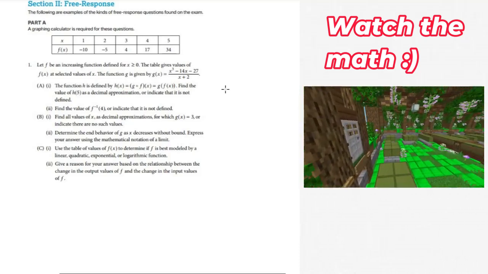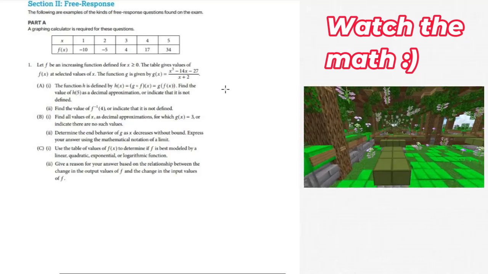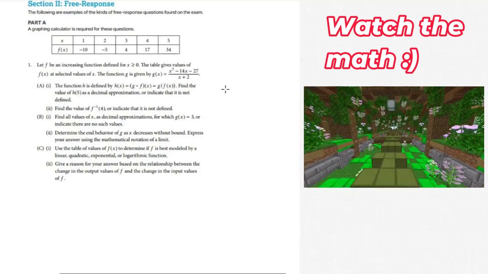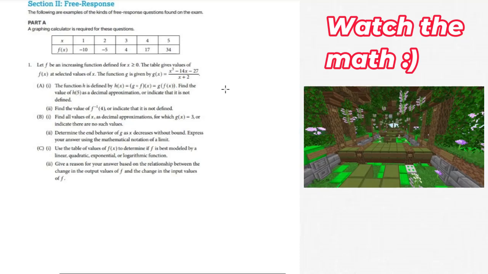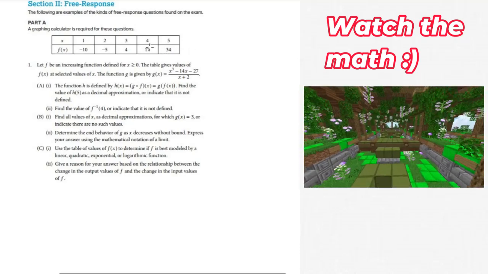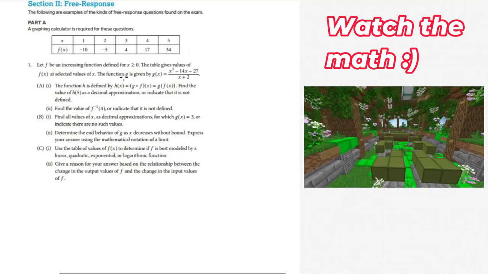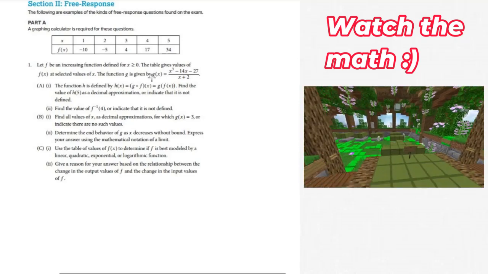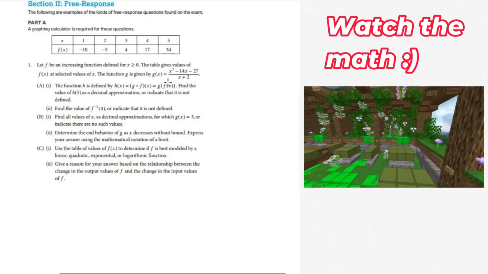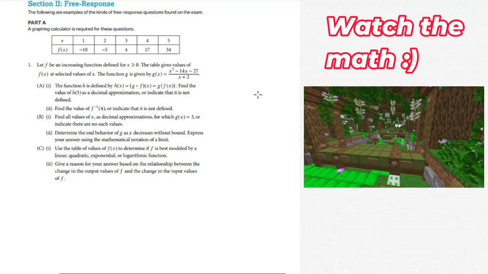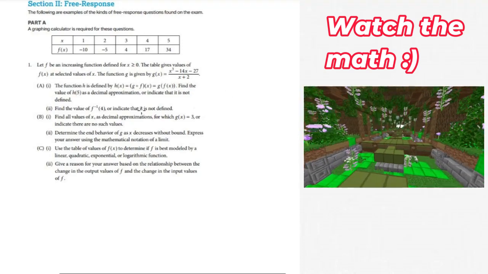Let f be an increasing function defined for x greater than or equal to 0. The table gives values of f of x at selected values of x. So this is what this is up here. And the function g is given by g of x equals x cubed minus 14x minus 27, divided by x plus 2. Okay, first thing is a.